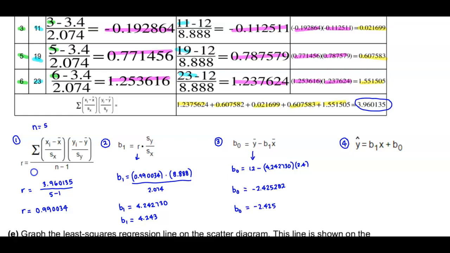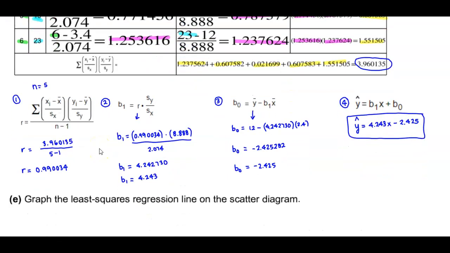And so now, over here, we can figure out what this equation is going to be. The equation is going to be y hat. We know that b1, rounded to 3 decimal places, is 4.243x. Then we're going to add the y-intercept, which is minus 2.425. So there is our equation.